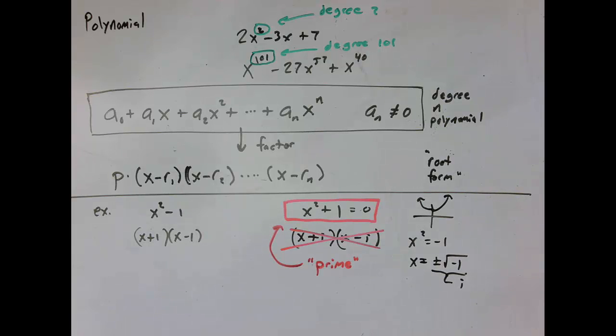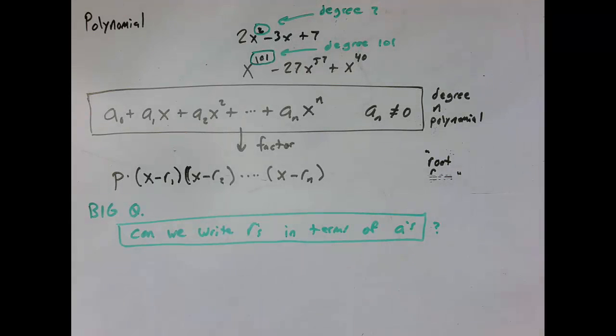In our class, we'll call polynomials that can't be factored into real factors prime, by analogy with numbers, where a number is called prime if its only factors are itself and 1. So it can't be broken down into smaller factors.